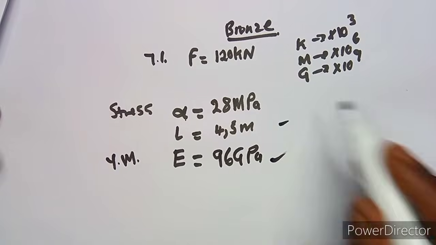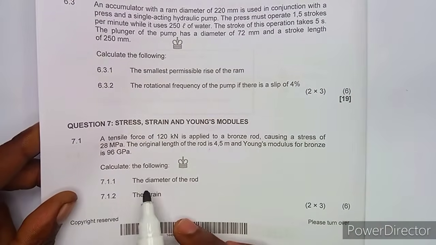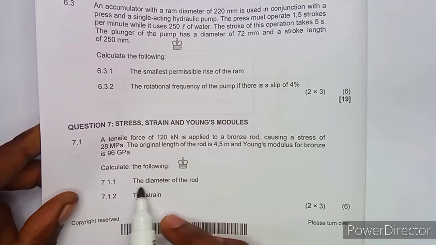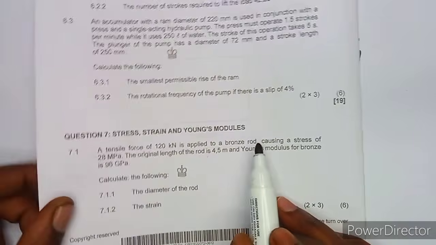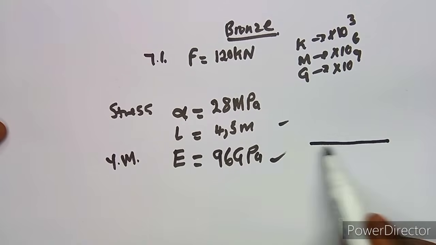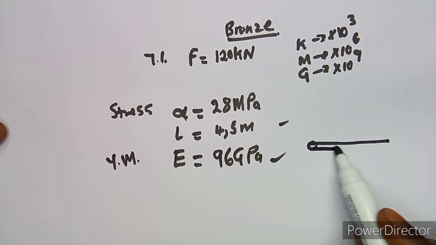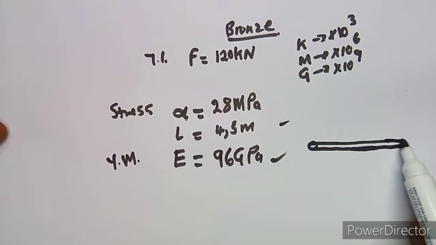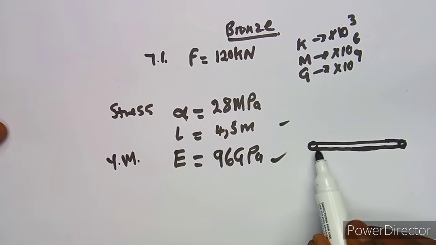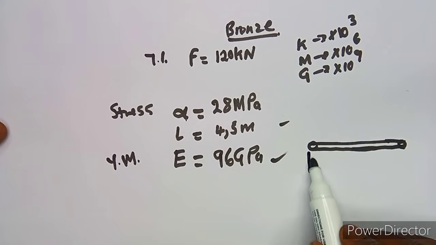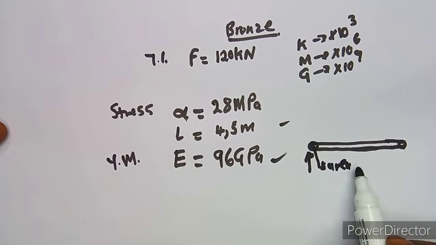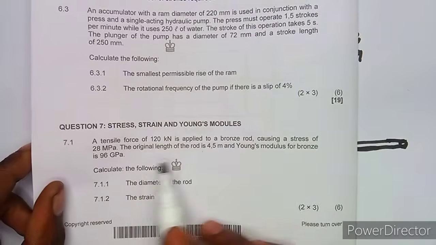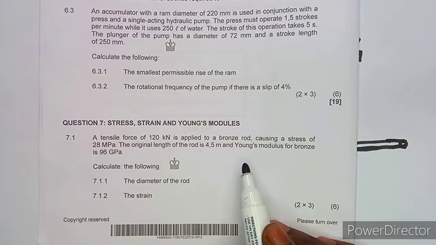All right. So now the first question is calculate the following: the diameter of the rod. Which diameter? Where are we having the diameter, guys? Okay, so this is a rod, which means actually we are referring to a cylindrical rod. So definitely we are going to have a circle here, and this is the area that is going to be created from this circle here. So where are we going to obtain this area from?